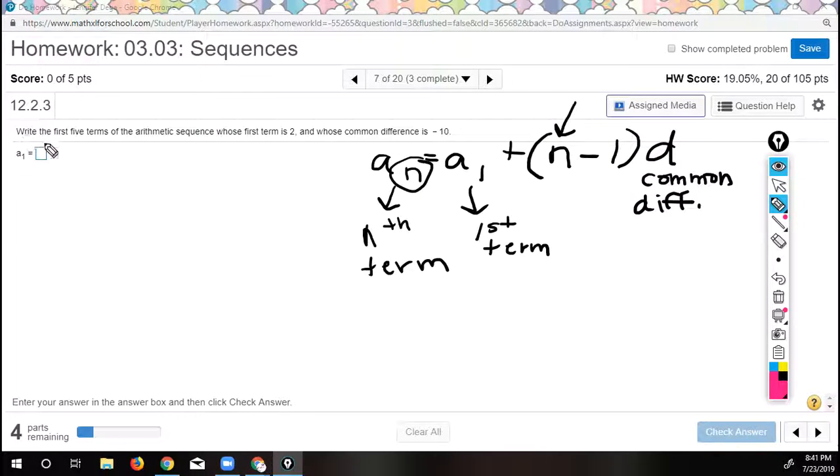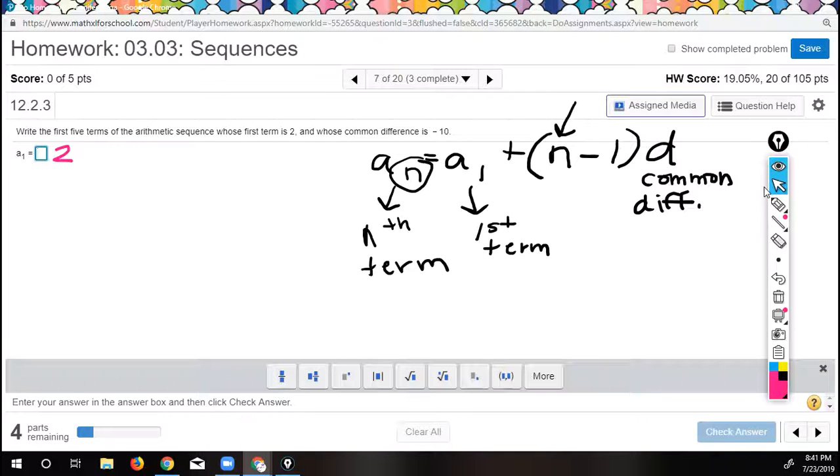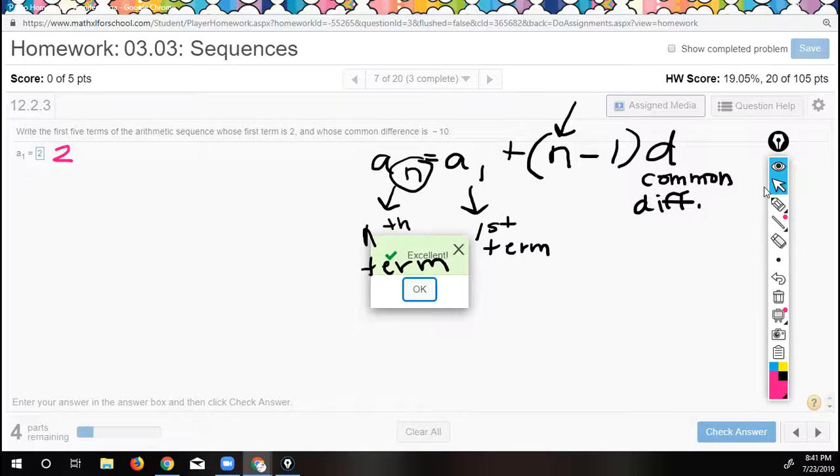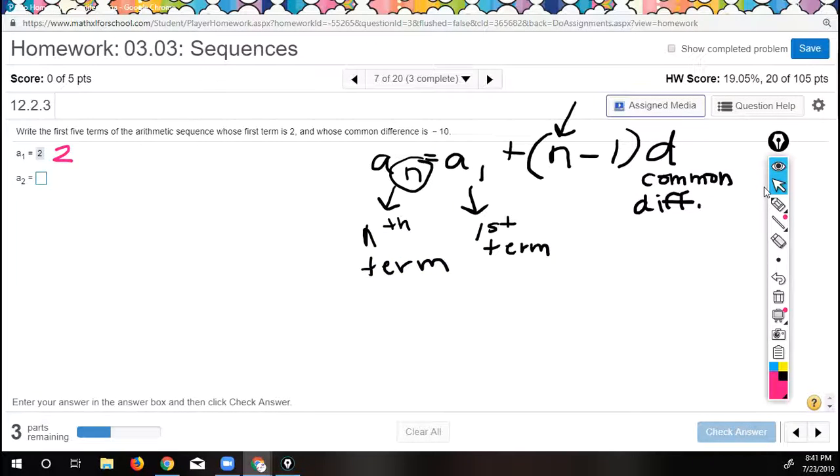Okay? So they tell us write the first. So they just want the first 5 terms. So the first term is 2. That's what they said. So that means a sub 1 is 2. And they say the common difference is minus 10.